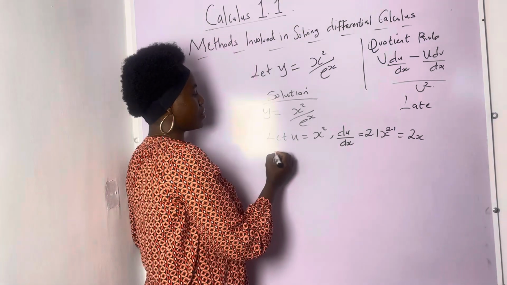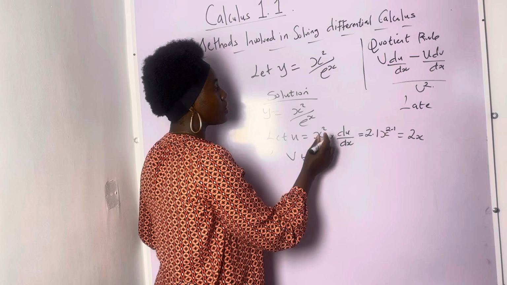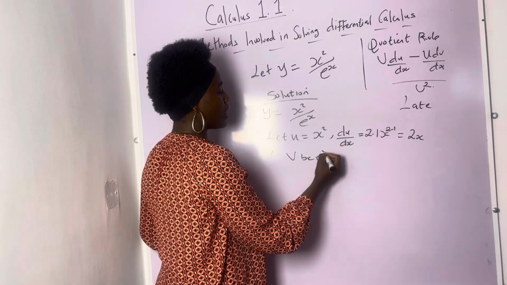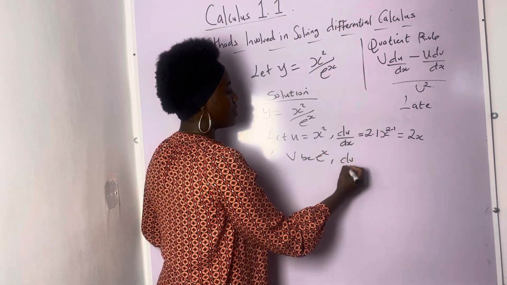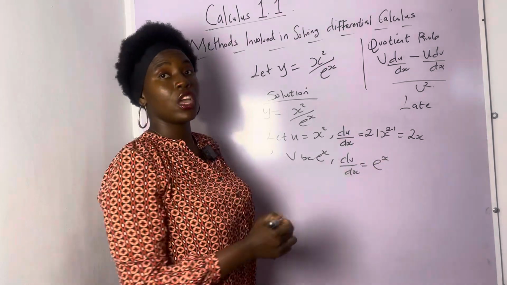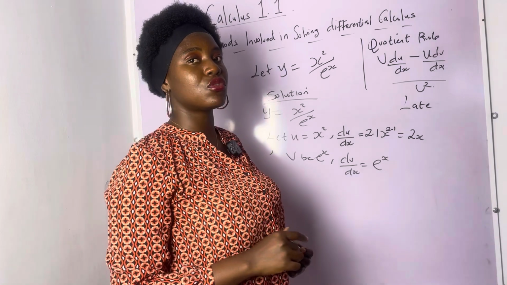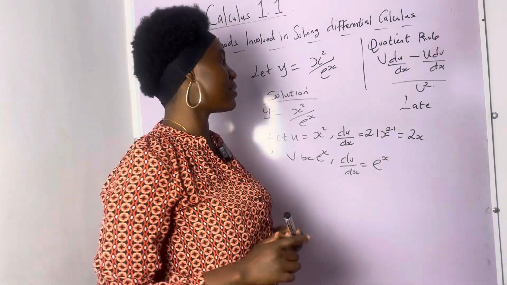Now we say let v be exponential x, so that our dv with respect to x will simply be exponential x. Whenever you differentiate exponential x, it is still exponential x. It's a standard derivative.